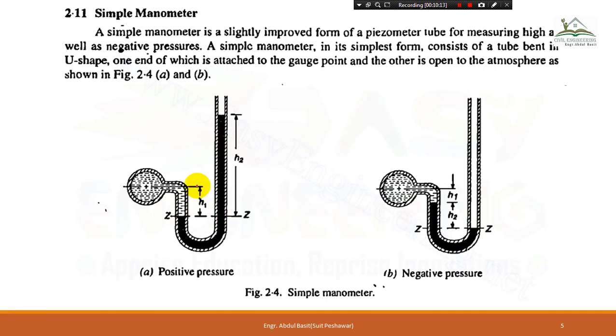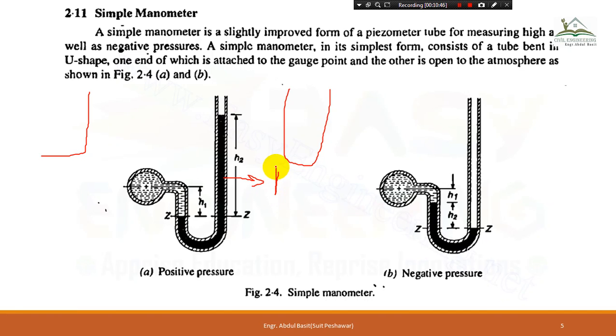It is unlike that piezometer, which is of L shape. This manometer is of U shape. Here it is shown, and you can see that the piezometer was empty, an empty transparent graduated tube. But the manometer is not empty, it is filled with a heavier material, that is mercury, for example. Mostly we use mercury over here.